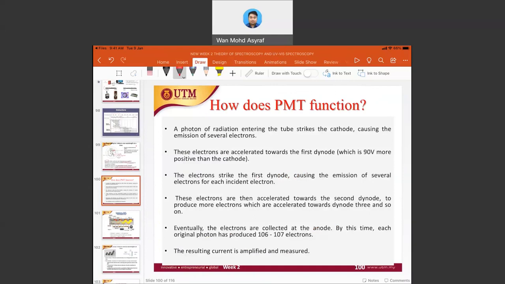This is also an explanation of how photomultiplier tubes function. I believe you can read this on your own, but it is also important for you to be able to explain it later on.